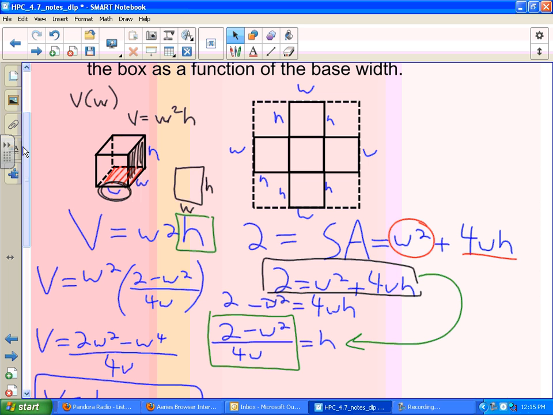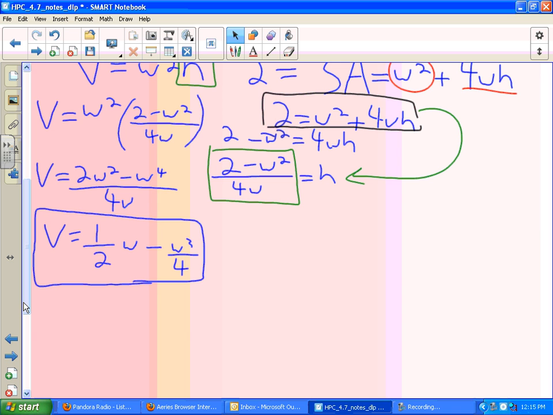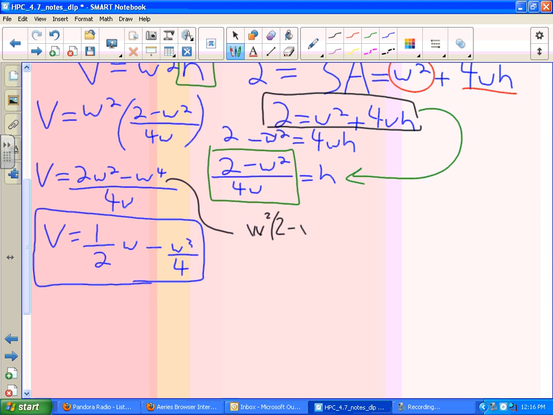Is it okay if we write the answer as 2W minus W over 4? Yes. So you could have canceled. Right here, I could have factored out a W squared, and had a 2 minus W squared all over 4W. And then, yes, you could have canceled one of those W's with this, and had that as well. Okay. Thanks.